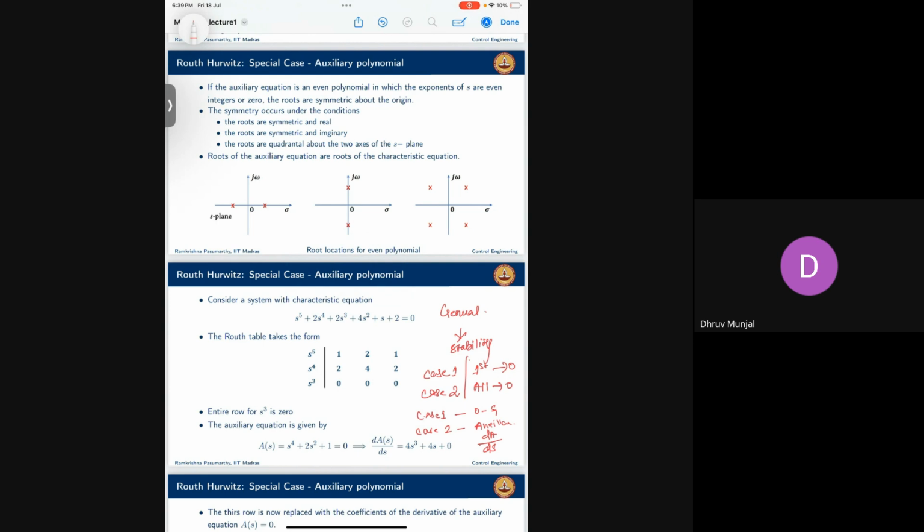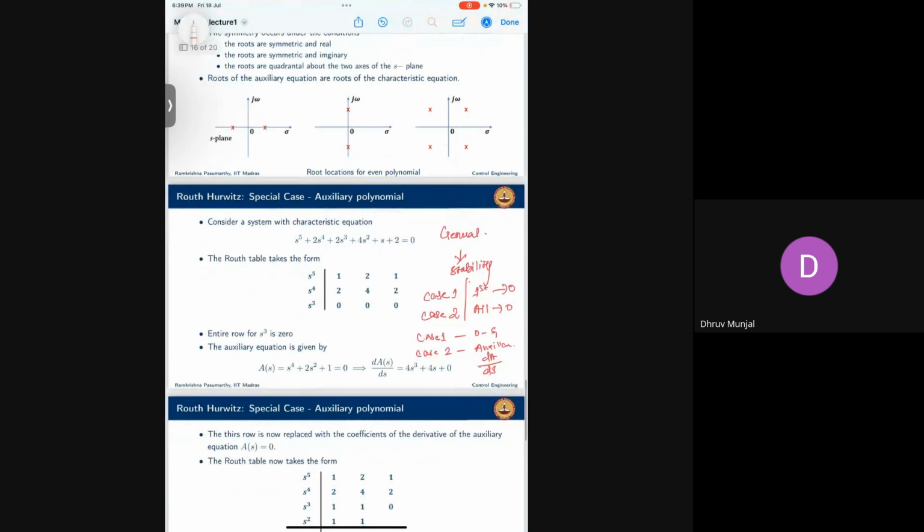If in that auxiliary equation there is a coefficient, for example s power 3 into s power 1, in that case if you get a coefficient, that's fine. Otherwise, you can just replace with whatever is there in the differentiated form of the auxiliary equation.